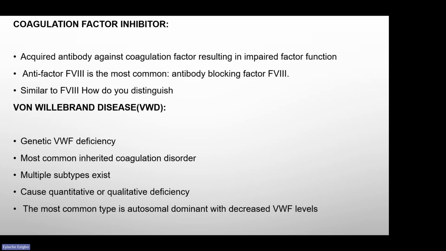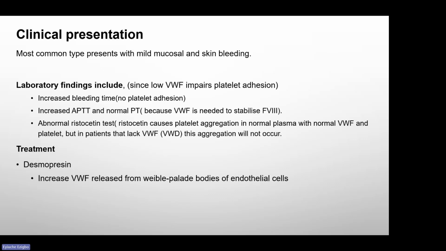So another disorder of secondary hemostasis is what we call von Willebrand disease. We are just going to describe these disorders. We're not going to go so much into details of each. So von Willebrand disease is a genetic deficiency of what we call von Willebrand factor. We say that it is the most common inherited coagulation disorder. It has subtypes, okay? Its causes can be quantitative or it can be qualitative. The most common type is autosomal dominant with decreased von Willebrand factor level. The clinical presentation commonly includes mild mucosal and skin bleeding.